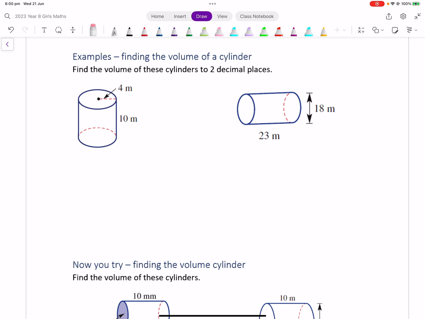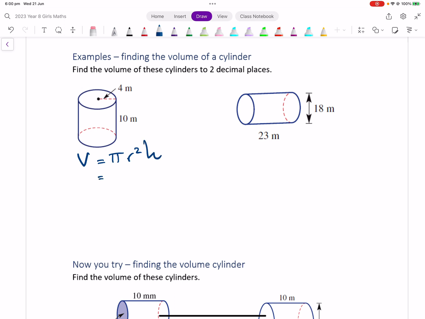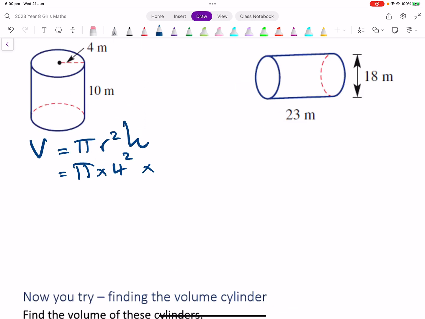So to 2 decimal places. Here we go. Formula, substitute, answer. Volume equals pi r squared H equals pi times the radius of the circle, which is 4, squared, times H. The height is 10. So that's R and that's H, times 10. Hey Siri, what's pi times 16 times 10? 3.1415 times 16 times 10 is approximately 502.6548.